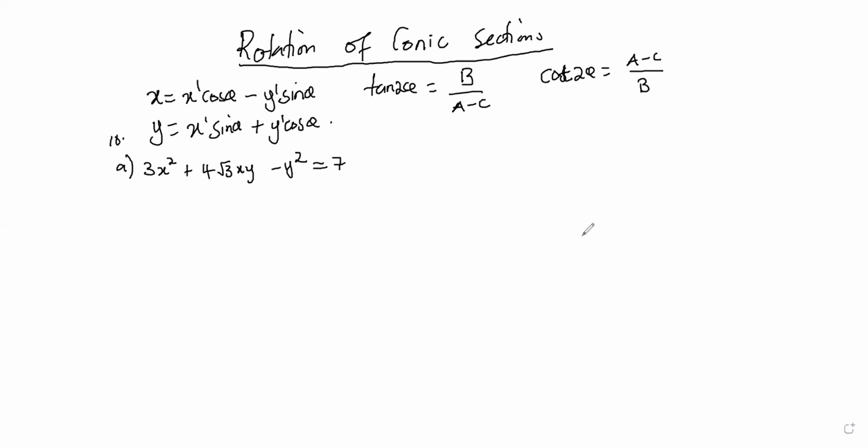So we have 3x squared plus 4 root 3 xy minus y squared is equal to 7. What's key is we want to eliminate the product part. So from this, we identify our a. Our a is always the coefficient of x squared, so that is 3. B is the coefficient of the product xy, which is 4 root 3. C is the coefficient of y squared, which is minus 1.